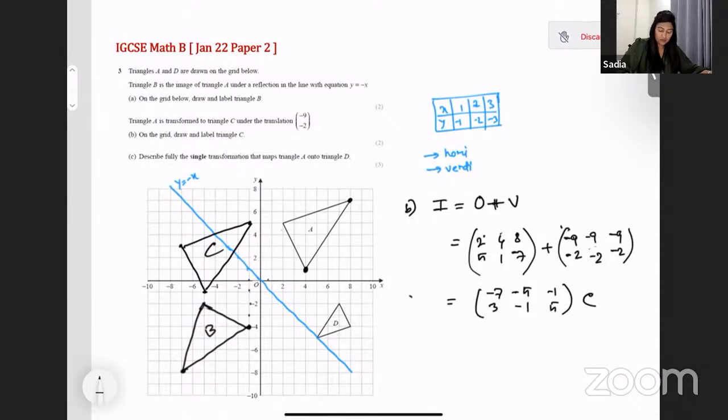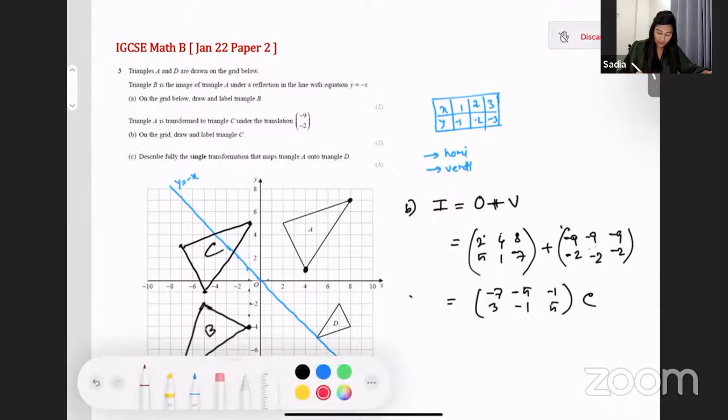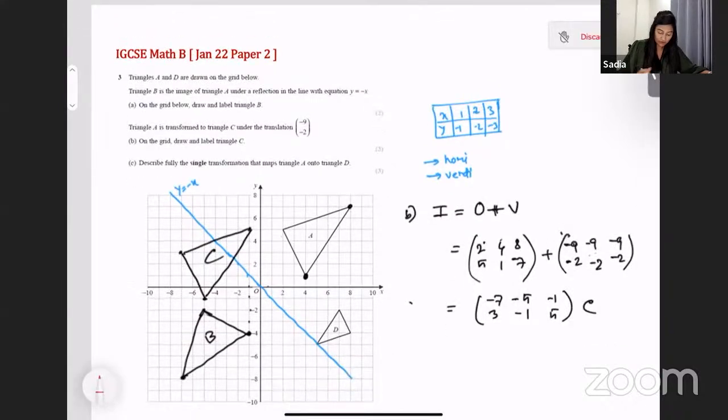Again, next, we need to describe the single transformation that maps A into D. If we just look at triangle A and D, it's obvious that the size has changed, right? So it's basically an enlargement. You are getting 1 mark from here by mentioning that it's an enlargement. And for enlargement, we need to mention the scale factor and the center.